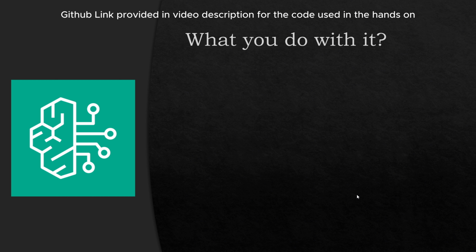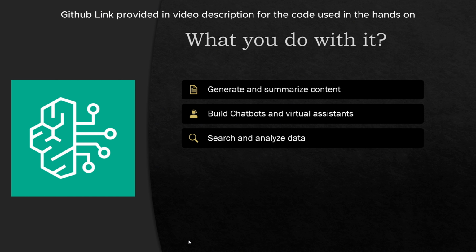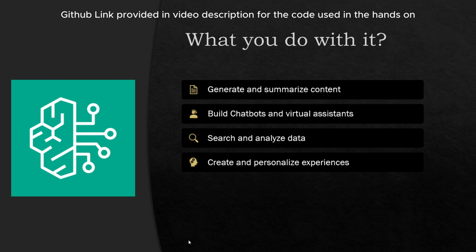Now, what are the things you can do with Amazon Bedrock? You can generate and summarize content. For example, if you are writing marketing copy, or you can summarize lengthy reports with this. You can probably create chatbots and virtual assistants to assist your customer support and sales team. You can also use it for search and data analysis. You can extract insights from many documents and probably create knowledge bases. You can create and personalize experiences. For example, on your website, you could add product recommendations or financial planning summaries for your customers.